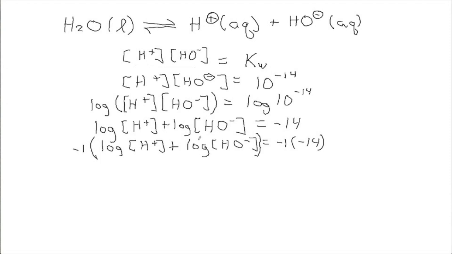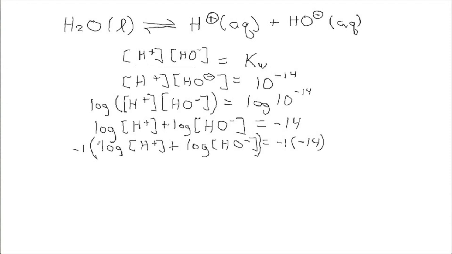Again, how do I know that's legal? Because of the golden rule of algebra. You can do anything you like to the left side of the equation as long as you do the same thing to the right side of the equation. So it's okay to multiply the left side by negative 1 as long as we also multiply the right side by negative 1.